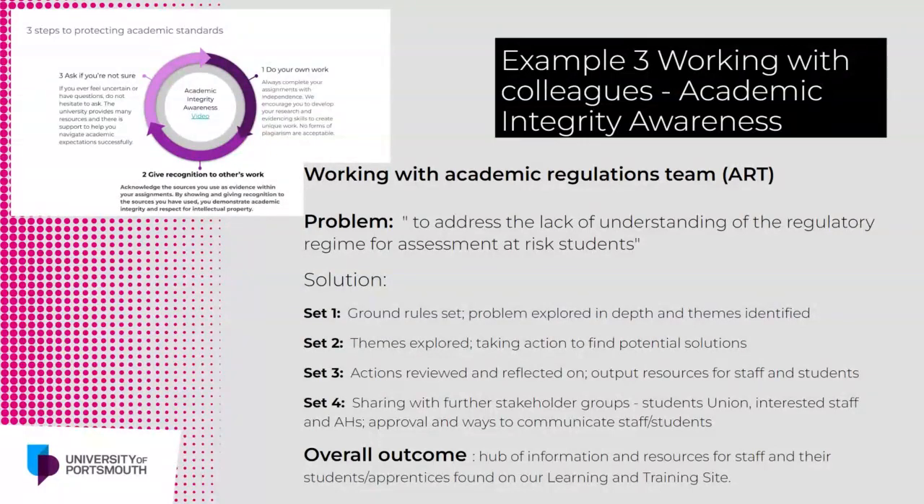So basically what we were trying to do is make sure that students absolutely understood that if they were to plagiarize and so on, there were going to be consequences. And we thought, well, we do the usual, you send it out in inductions, but actually there's a case that we needed an academic integrity awareness campaign. And we've got certain findings. So again, meeting with ground rules, we really explored the difficulties and identified the problems.